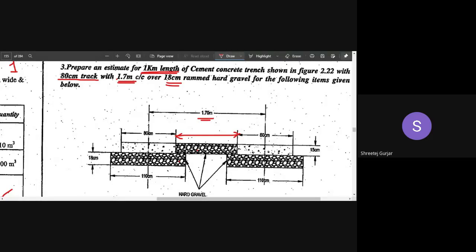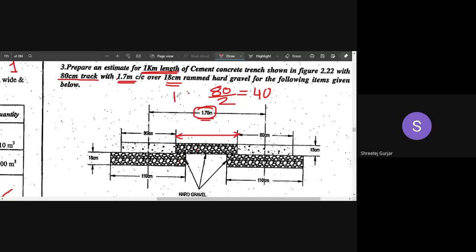0.9, sir. 0.9. Okay, how have you arrived at that 0.9? What is the calculation that you did? 80 by 2, sir. 80 by 2. Yes. How much is it? 40. Sir, you are missing the thickness, you are missing minus this of 1.7.